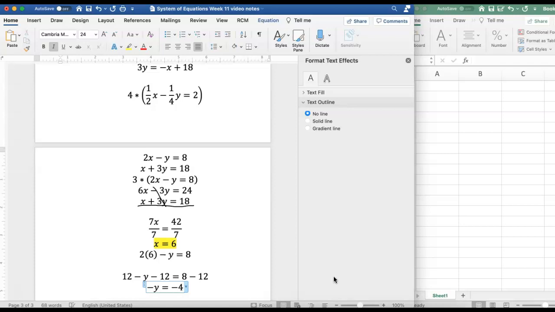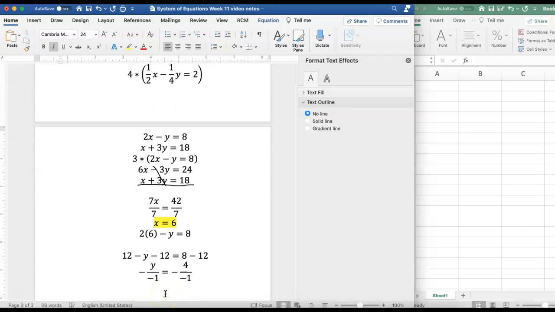But I haven't completely solved it yet because I need to make sure that this is positive 1. So I'm going to divide by negative 1 on both sides. Some people just say divide by a negative. It means dividing by a negative 1. A negative divided by a negative is positive. So I end up with positive y. And then on the right-hand side, negative 4 divided by negative 1 gives me a positive 4. And there is our solution.